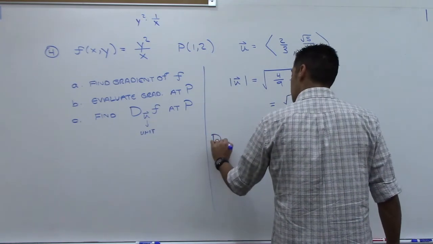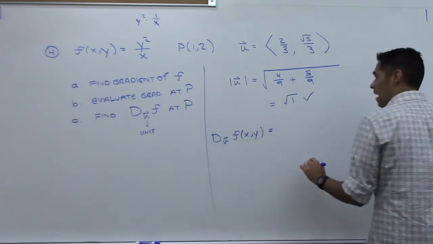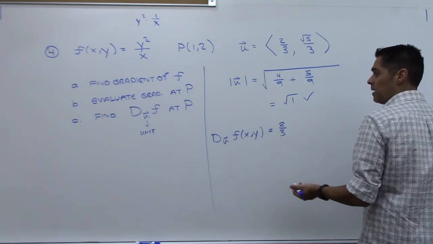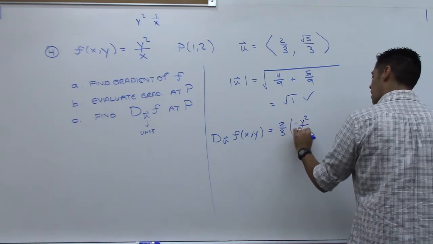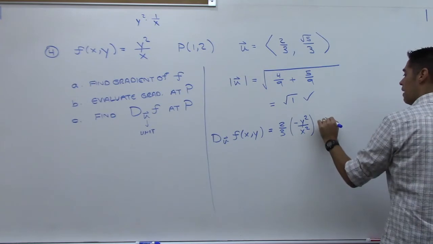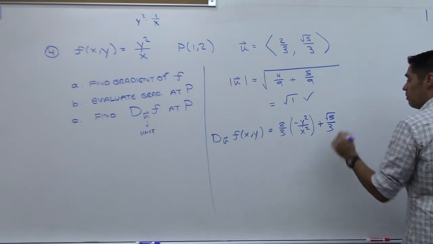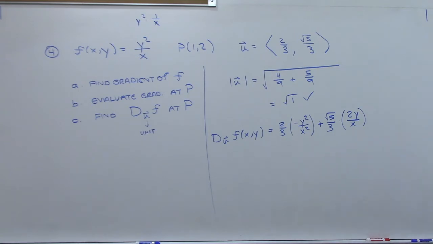The formula is that the directional derivative in the direction of u of f at xy will be equal to a, which is 2/3, times the partial derivative of f with respect to x, which we had just a second ago. That was negative y squared over x squared. And then plus b, which for us is root 5 over 3. And then the partial of f with respect to y, which we said was 2y over x. So that is the rate of change of the function in the direction of u at the point xy.